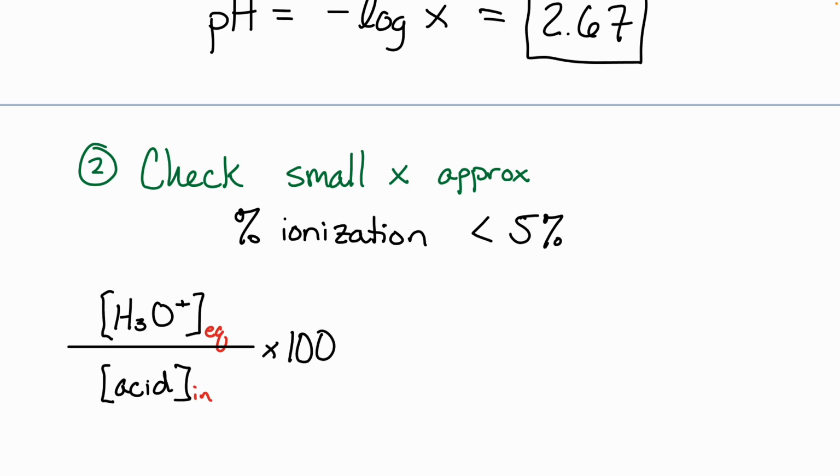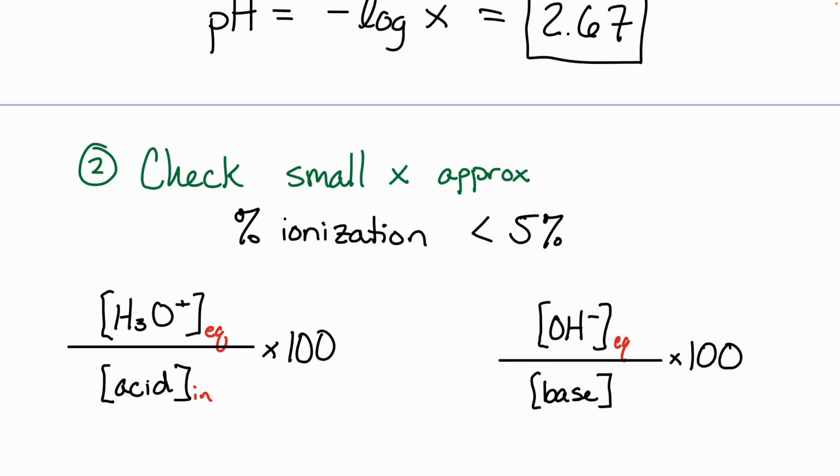All right, we're going to have an analogous sort of thing for our bases as well, so let's just note, if we were talking about a base, we'd be talking about our hydroxide concentration at equilibrium divided by that initial concentration of base times 100. All right, these are our percent ionization, how much of that reaction has actually occurred.